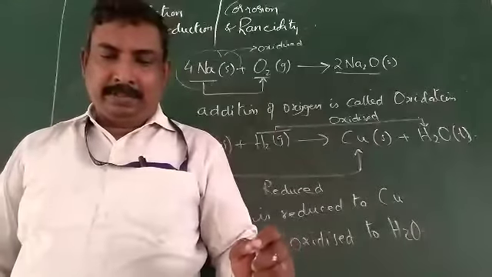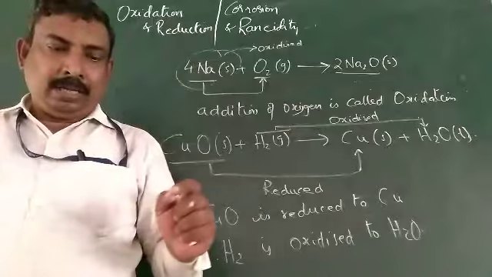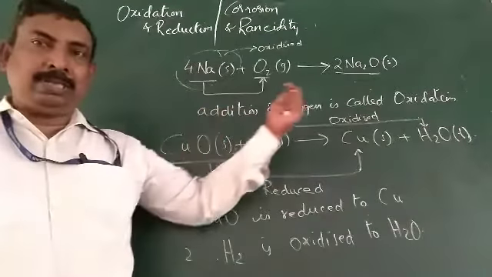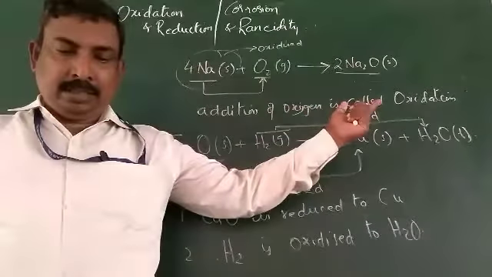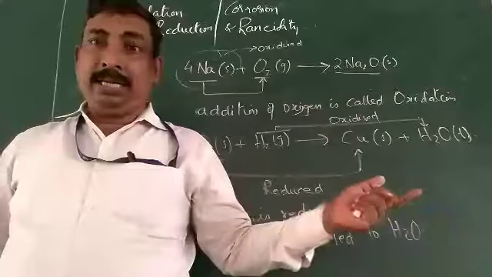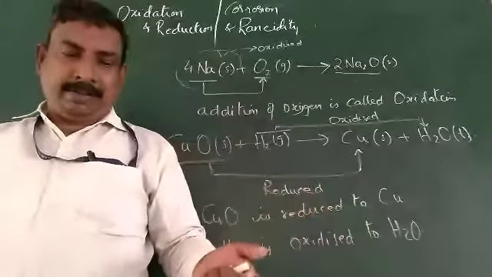Explain the following terms in terms of gain or loss of oxygen with 2 examples each: oxidation and reduction. What is oxidation? It's there on the board now. Addition of oxygen is called oxidation. So many examples you can give. Magnesium plus oxygen gives rise to magnesium oxide. Copper plus oxygen gives rise to copper oxide. So both are the examples.